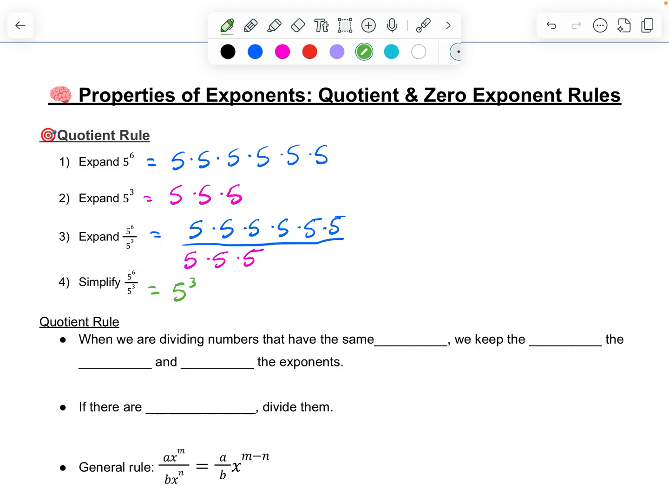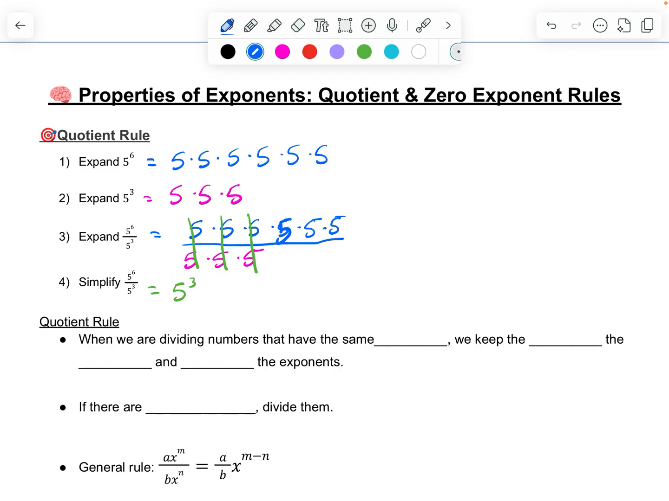The reason is we can start to cancel out 5s on the top and bottom until we can no longer cancel out. And we're left with just 5 times 5 times 5 here. Okay, so this looks like an S. I'll clear that up. So 5 times 5 times 5 is equivalent just to 5 cubed.